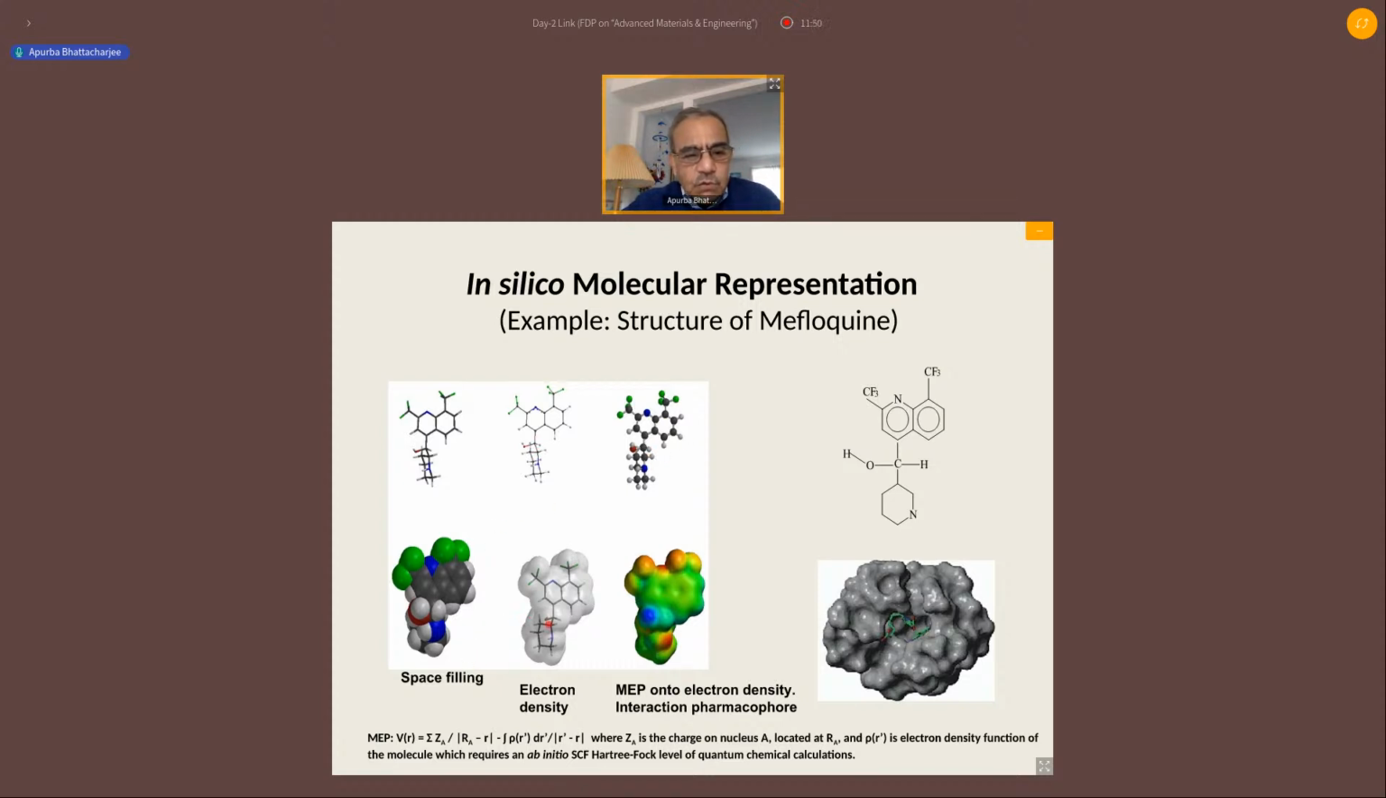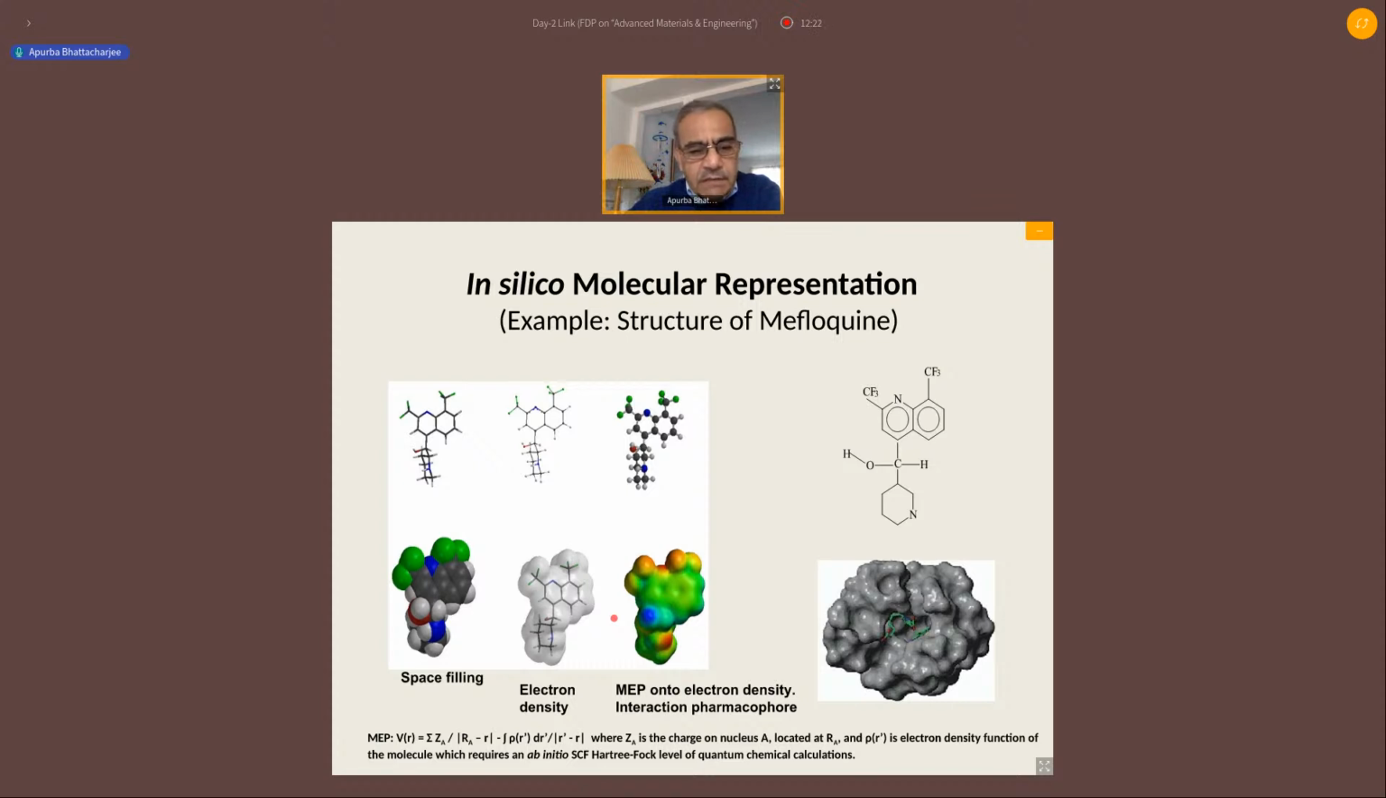This is the space filling, meaning the van der Waals surface of the atoms together. This is the molecular electron density, and this is the electrostatic potential. I will draw your attention to these two specific figures to explain the point on pharmacophore. Electron density and electrostatic potential surface can both be experimentally determined by X-ray diffraction patterns.